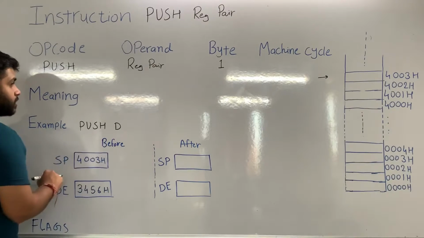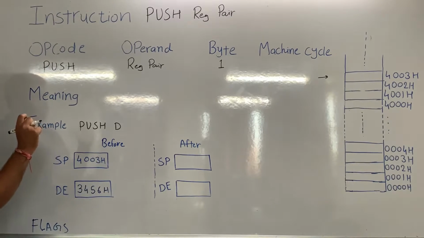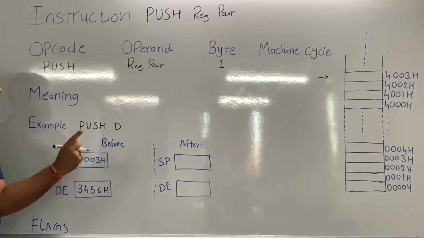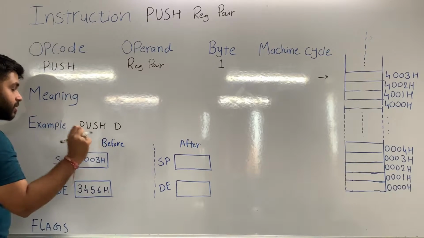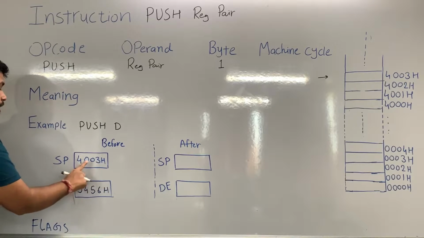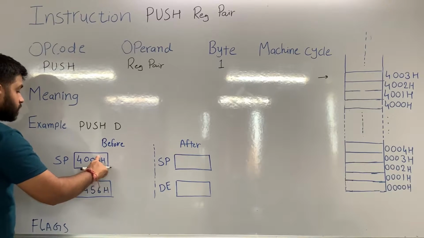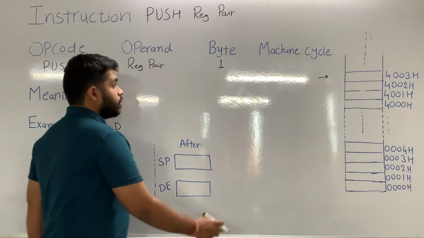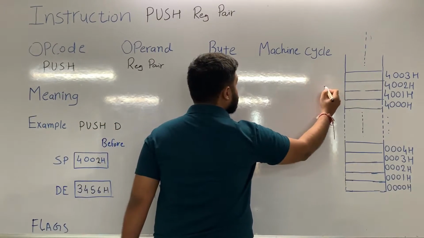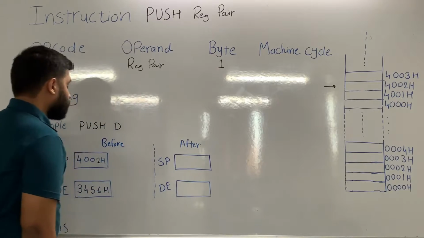Now when this instruction is executed, the stack pointer will be decremented by 1. So value of the stack pointer will now become 4002H. So now the stack pointer is pointing to 4002H.